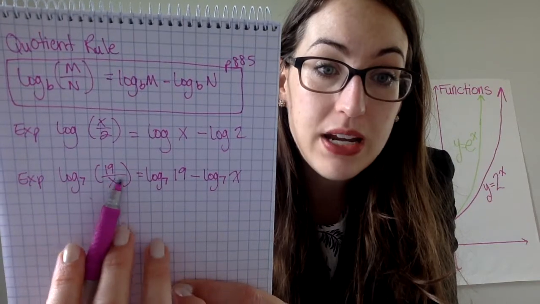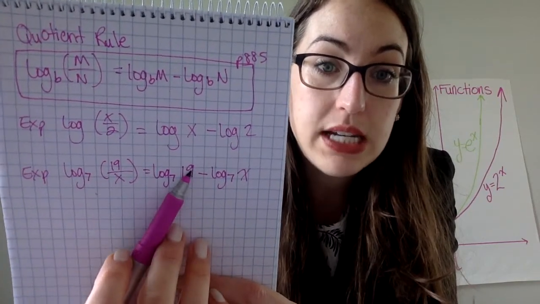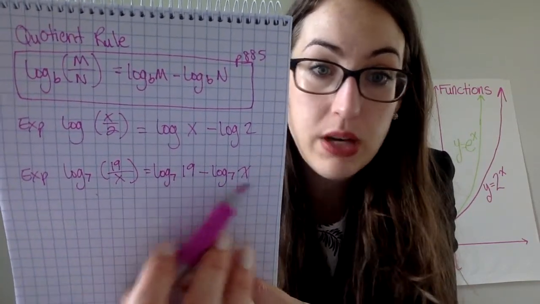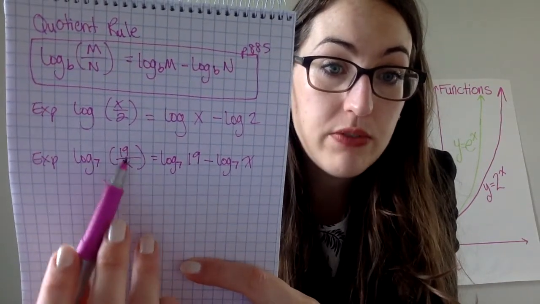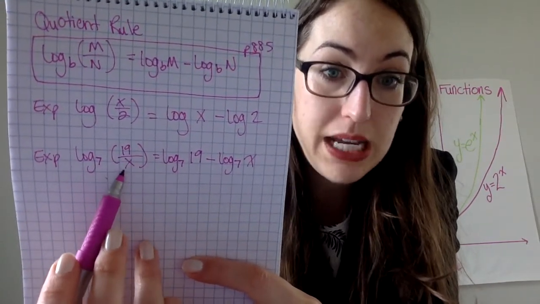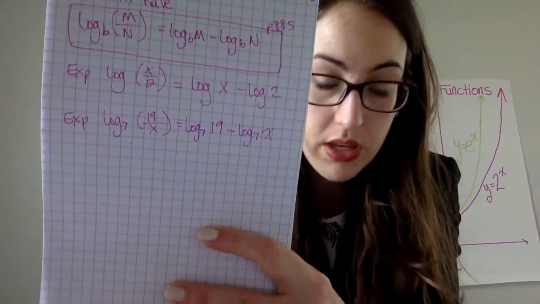It's 19 divided by x. When you expand the logs, it becomes 19 minus x. If you flip-flopped x and 19, it would not be the same problem. So top divided by bottom becomes top minus bottom. Okay? Keep that in mind.